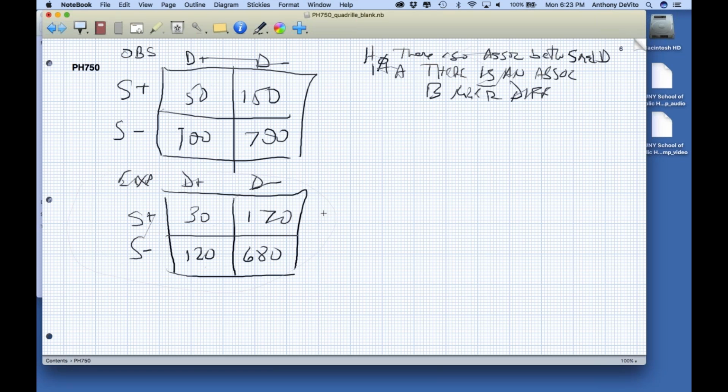So how am I going to figure out a way to determine whether or not that difference is big enough? Okay, well, the first way I'm going to do it is I'm going to invent, you and I tonight are going to invent a new statistic called Chi-Square.